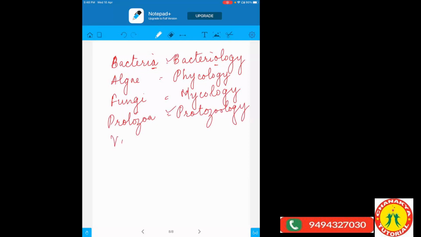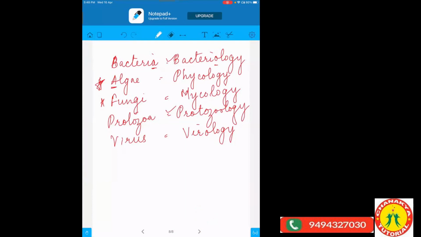Now, see, this you can easily learn. Bacteria, protozoa you can learn. And the virus also you can learn easily. It is called virology. Now, the only problem, the only confusion comes between algae and fungus. So I'll tell you a short way to learn it and to understand it.